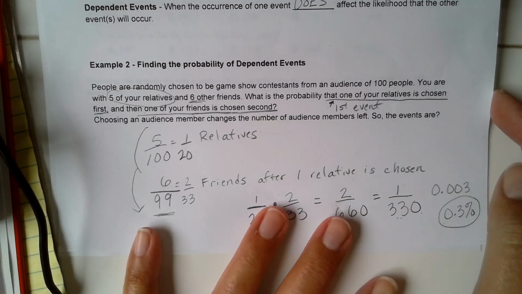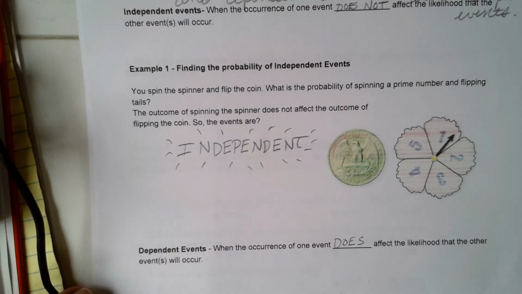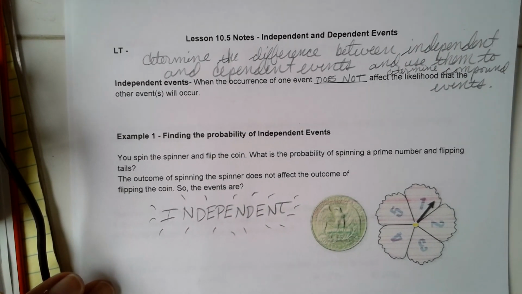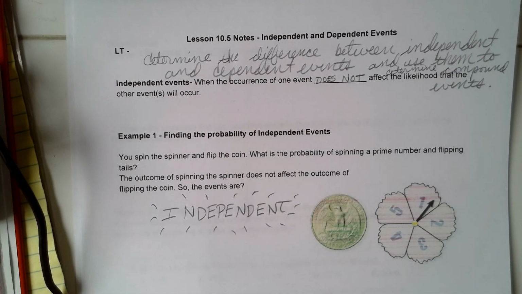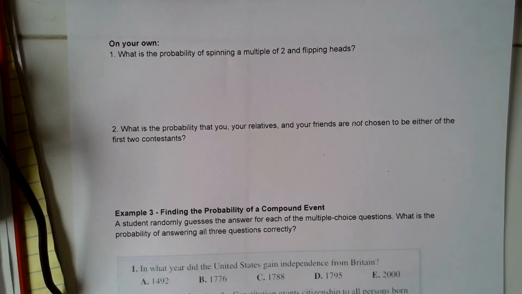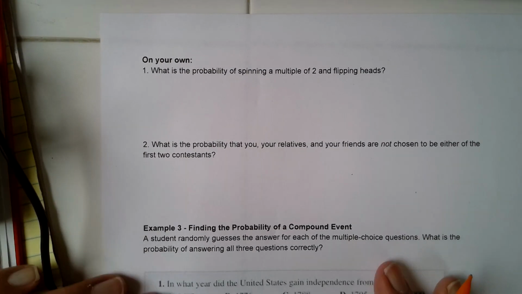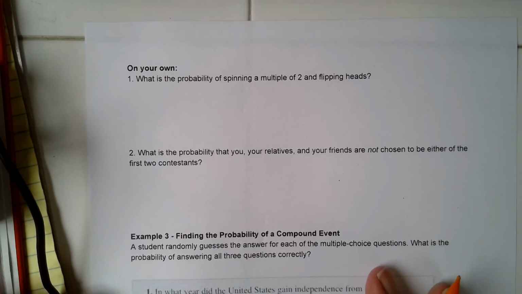So this was page 1 of our notes. Okay, and remember, the learning target was to determine the difference between independent and dependent events and use them to determine compound events and follow the probability of those. Okay, so on your own, I want you to try. You're going to pause and you're going to try these two and then see what you get. And when I come back, the answers will be there.